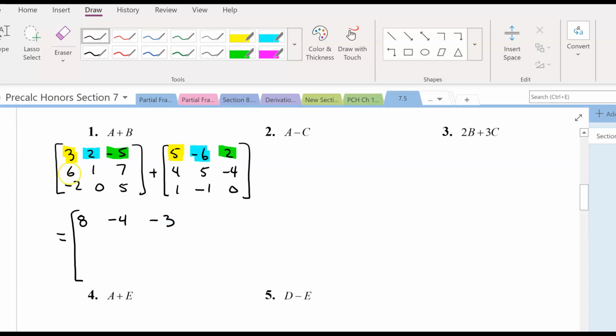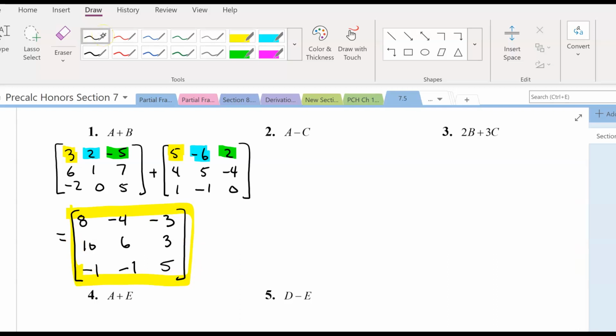And then we'll continue with the other rows. So I have 6 plus 4 is 10. 1 plus 5 is 6. And 7 minus 4 is 3. And then on to the last row, negative 2 plus 1 is negative 1. 0 plus negative 1 is negative 1. And 5 plus 0 is 5. So this would be the sum of A plus B.